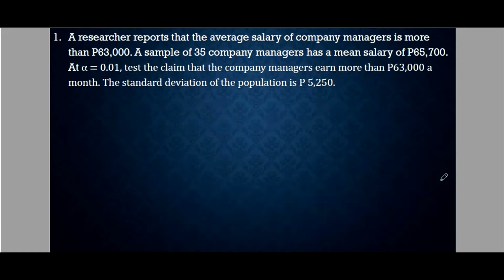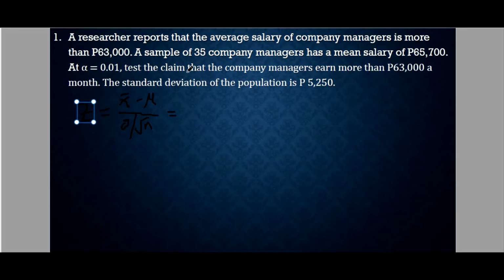Next, we are going to compute for our z. After getting the critical value and finding the critical region, we need to solve for our z computed. So our z computed is x bar minus mu over the population standard deviation over square root of n.